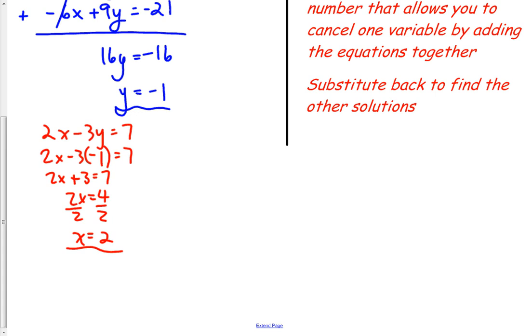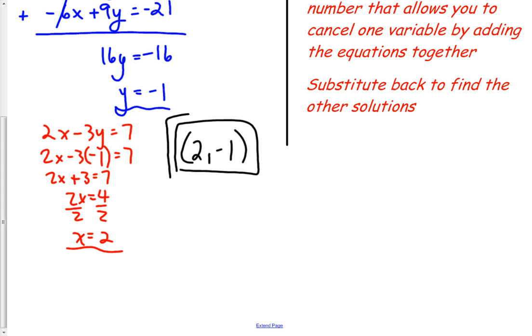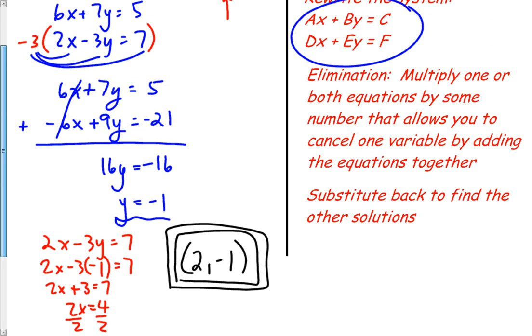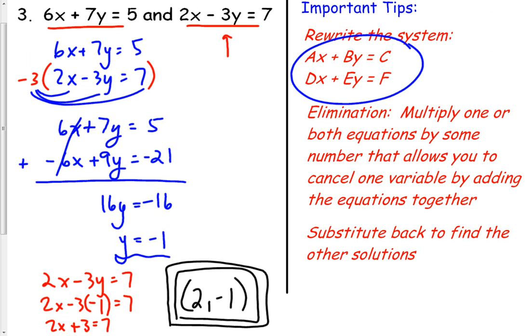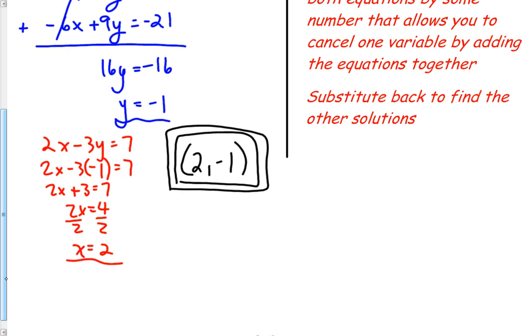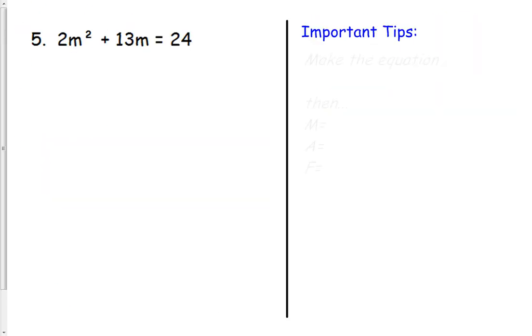If you want to write it as an xy coordinate, (2, -1) works as well. So your answer is x is 2, y is -1, or the point (2, -1), because the solution to a system is essentially the intersection point between two linear graphs. And if that doesn't make sense to you, just know that there are two values, if that is the point. All right, the next thing is quadratic equations.